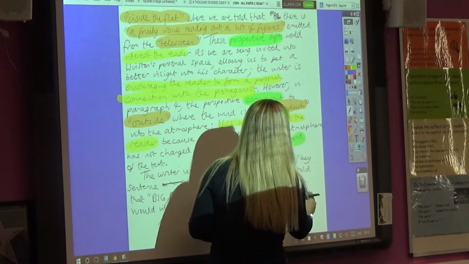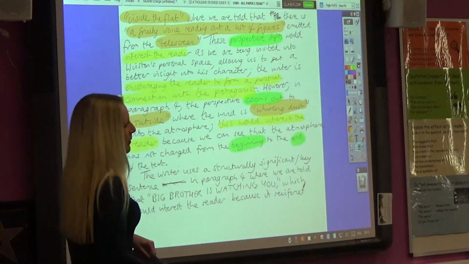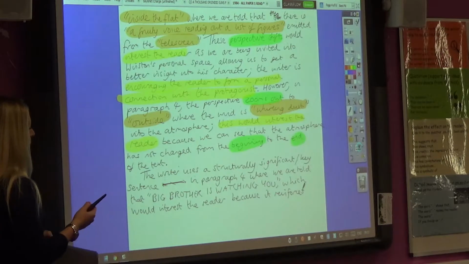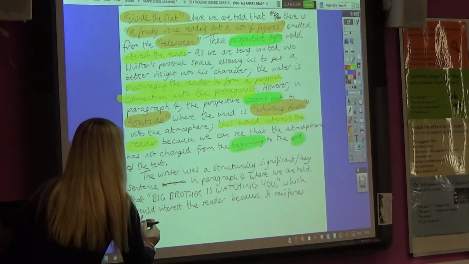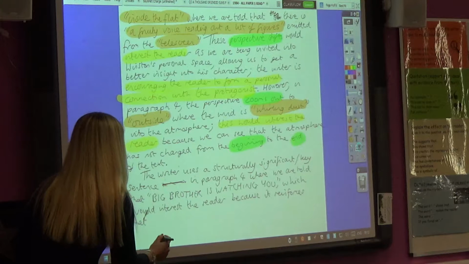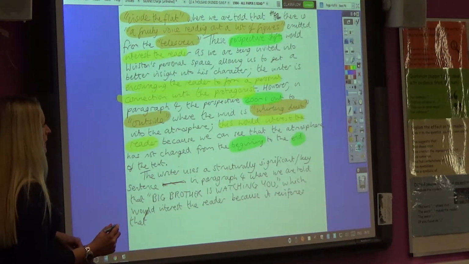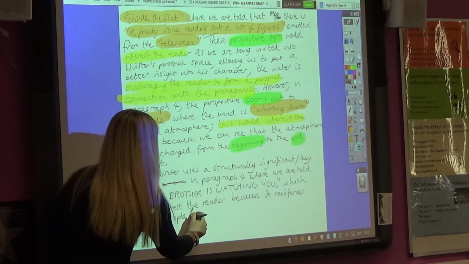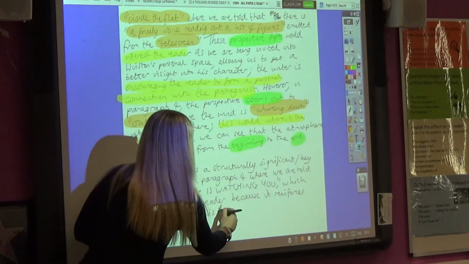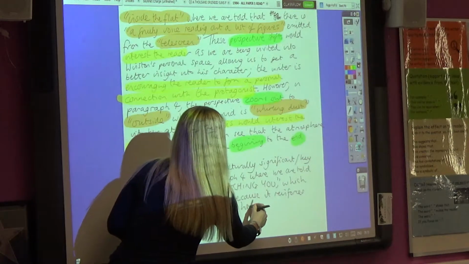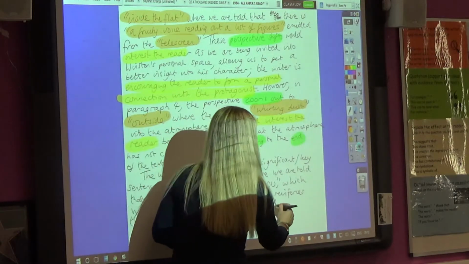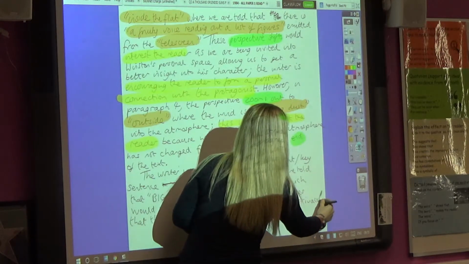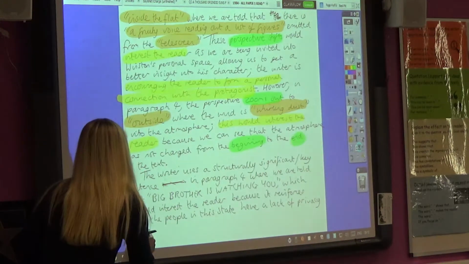So it reinforces, because we've already got an idea that they're being watched, because we mentioned the thought police earlier on. So it would interest the reader because it reinforces that. Go on, tell me again, Alicia, what did you say? Have a lack of freedom and privacy. Good. So the people in this state have a lack of privacy and freedom.